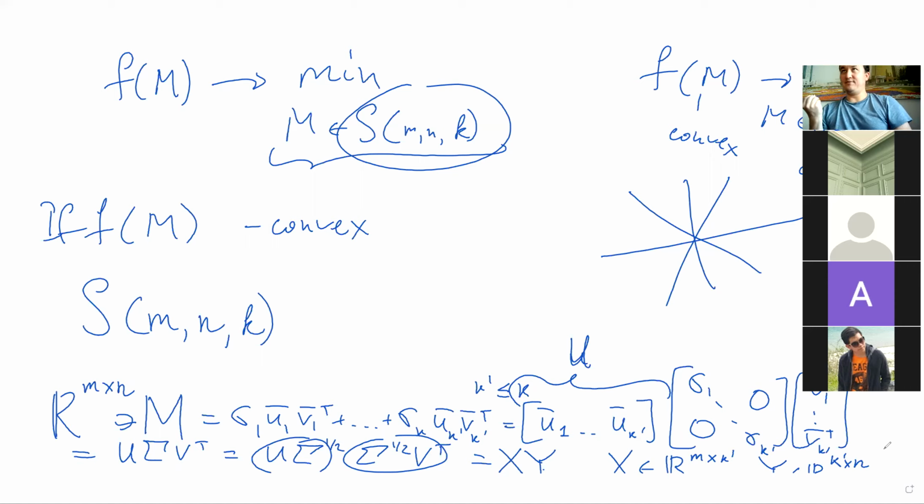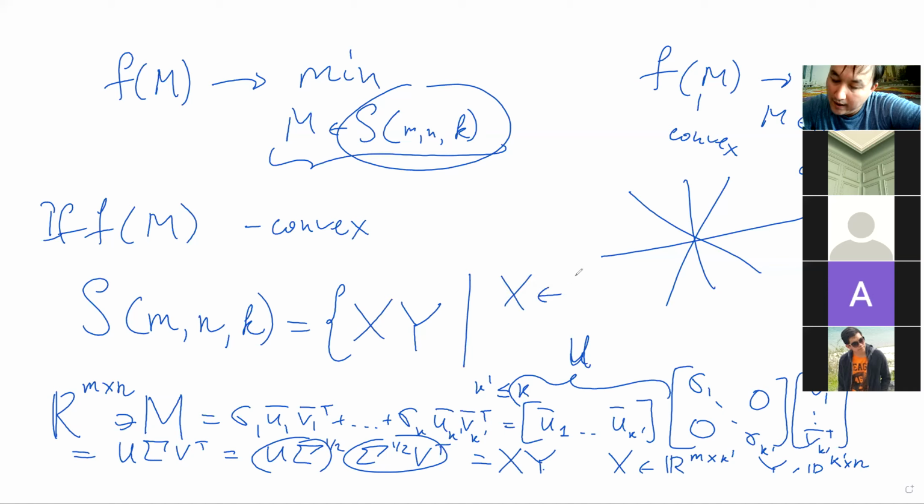So there is a simple basic fact which we can learn from linear algebra. We know that the set of matrices whose rank is not greater than k is just equal to the set of matrices that can be represented as X times Y, where X is m times k and Y is k times n. This is an interesting phenomenon: any matrix of rank k can be decomposed as X times Y, where X is m times k and Y is k times n.